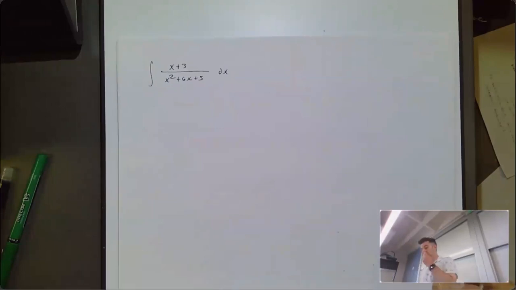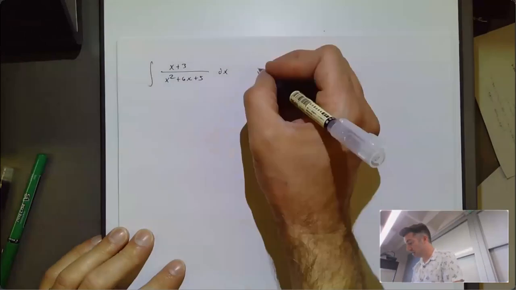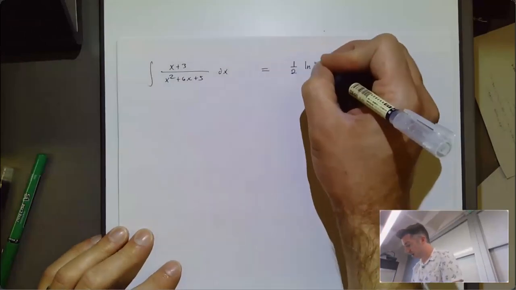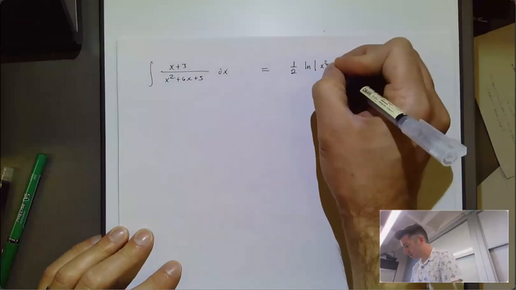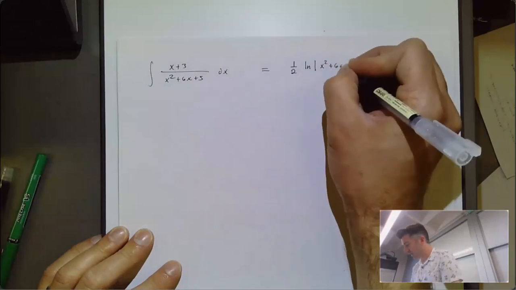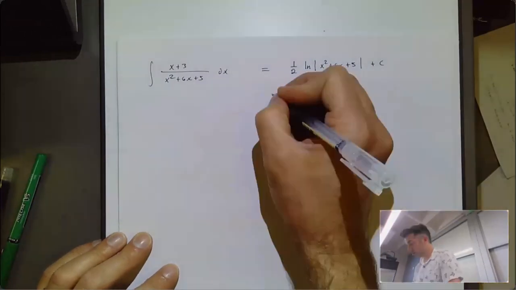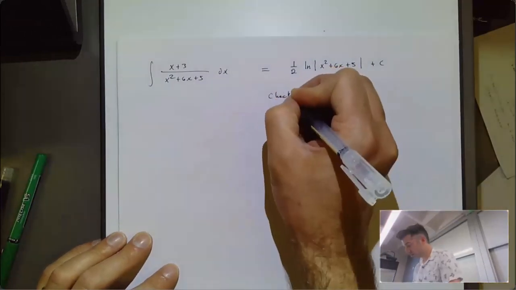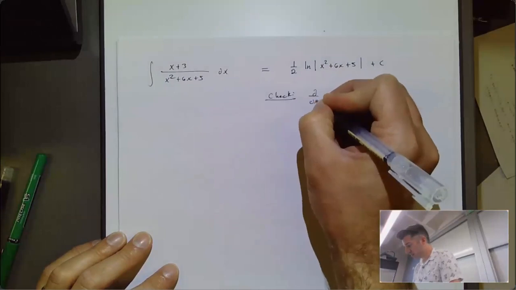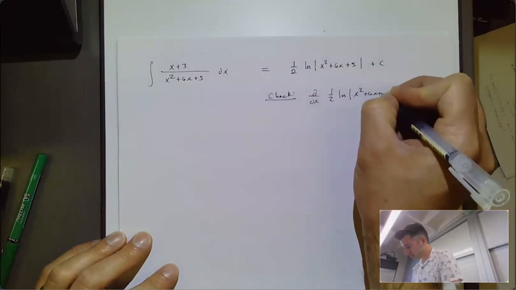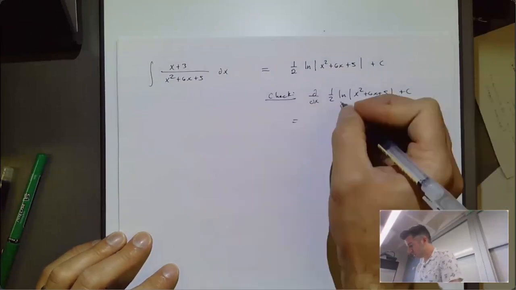If you did the u sub letting u equal the bottom, your answer would end up being 1/2 natural log of x squared plus 6x plus 5 in absolute value. We can check. The derivative of that is equal to, let's see, 1/2.